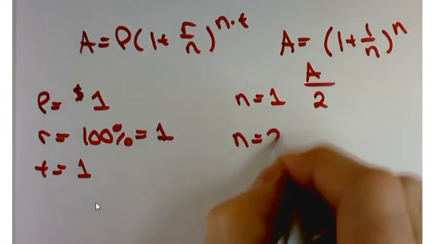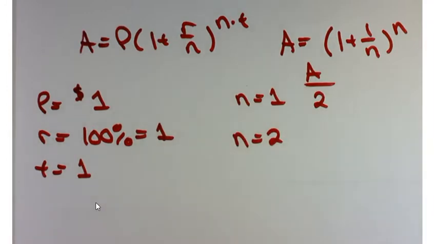What about when n equals 2? Okay. You start out January 1. You've got $1. Halfway through the year, you get half of the interest. What's 50% of a dollar? 50 cents. Add that to your account, you got $1.50. At the end of the year, you get the other 50%.